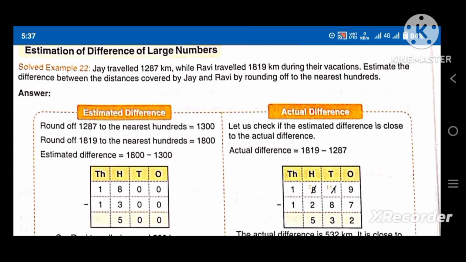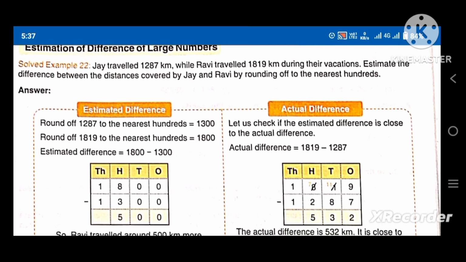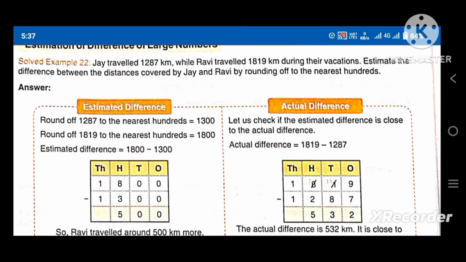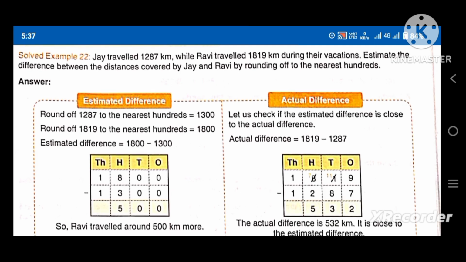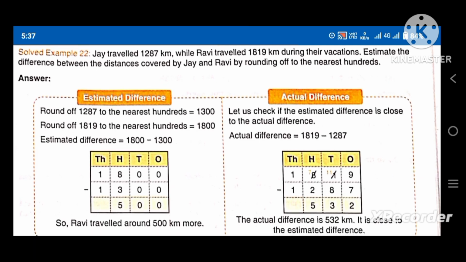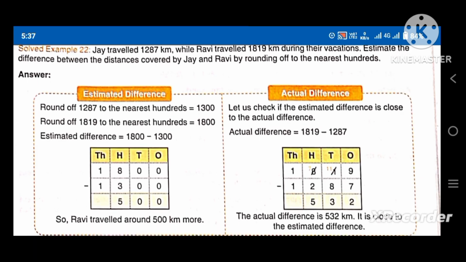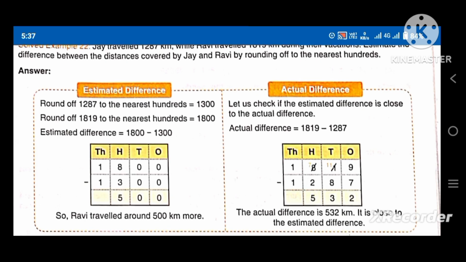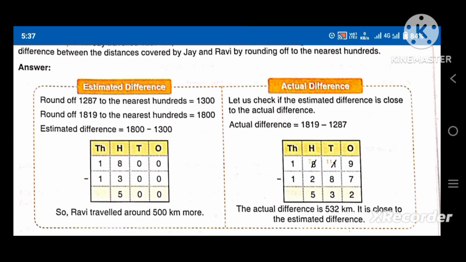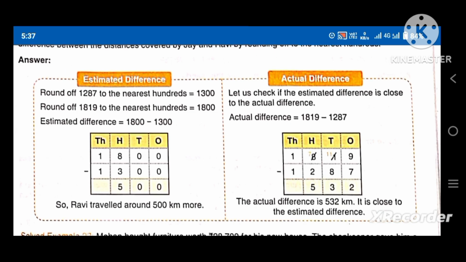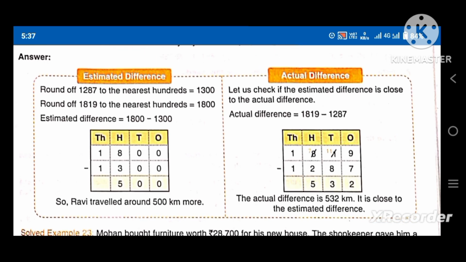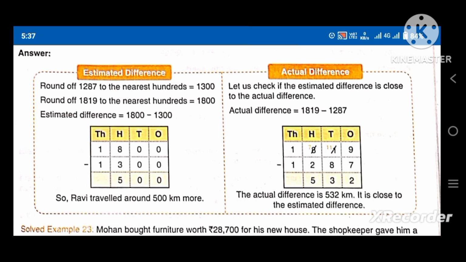Answer. Estimated difference. Round off 1287 to the nearest hundreds is equal to 1300. Round off 1819 to the nearest hundreds is equal to 1800. Estimated difference is equal to 1800 minus 1300. So Ravi travelled around 500 kilometers more.